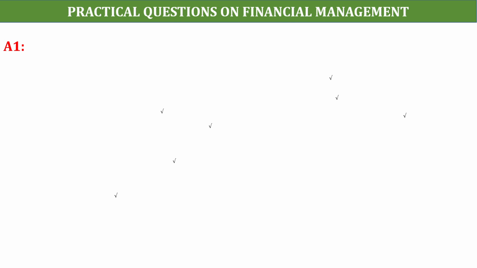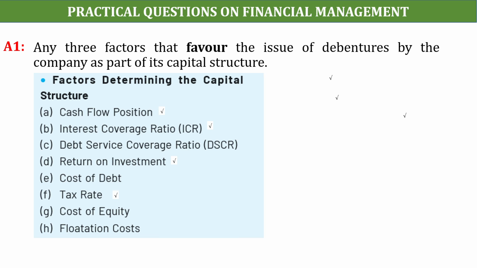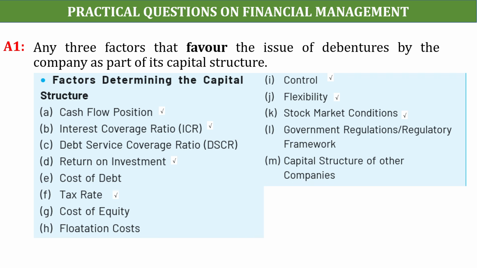Now let's understand the second part. In the second part, we had to state three factors which favor the issue of debentures, that is, under what situation debentures should be issued. These are the factors of determining capital structure. All the factors are not favorable.